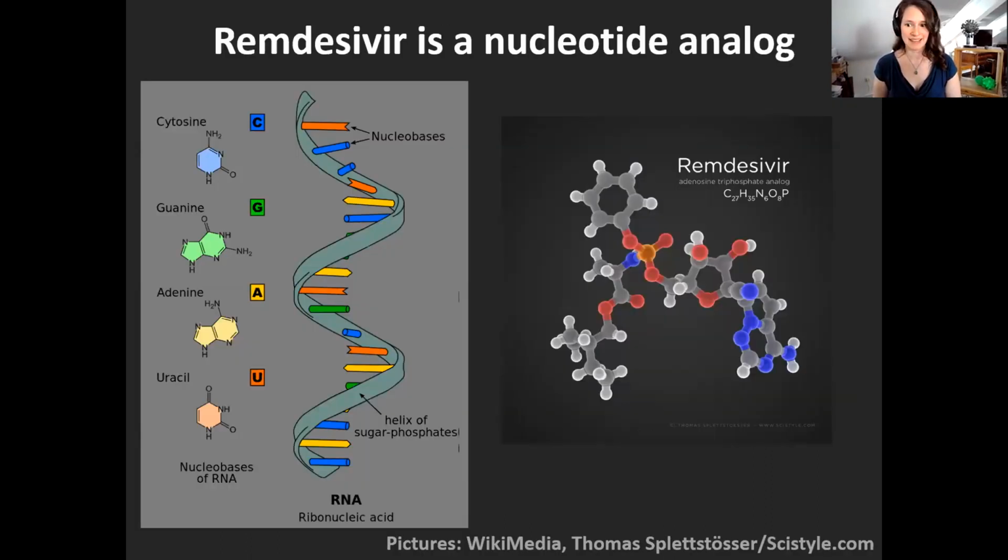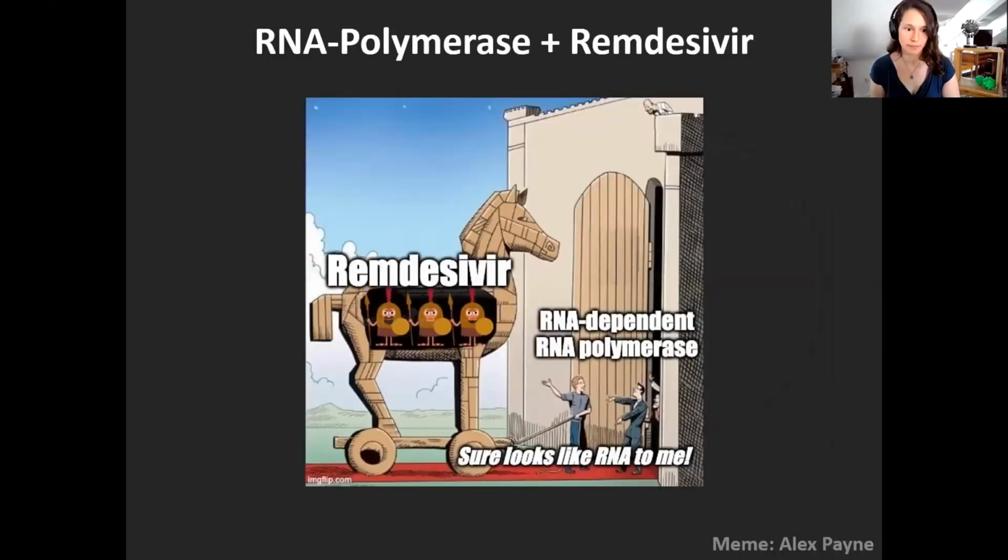Also problematic was the structure 7BV2. 7BV2 is the RNA polymerase. Remember the RNA copy machine, which makes new RNAs for the virus. And remdesivir blocking it. That was at least the claim. And the problem with this is that this should show that remdesivir is a drug that would work against corona. So this is the mechanism.